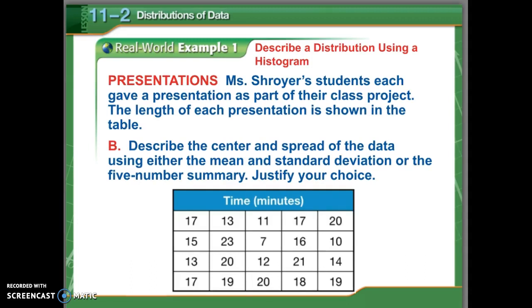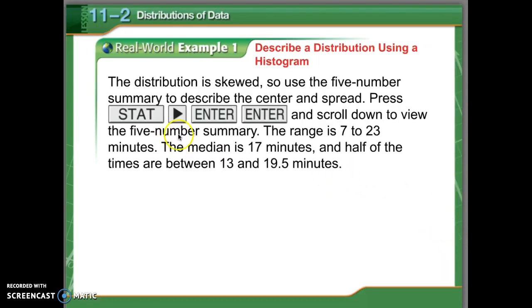Part B, describe the center and the spread of the data using either the mean and the standard deviation or the 5-number summary, and justify your choice. Right now, you have not been told how to choose between mean and standard deviation versus 5-number summary. You may not even know what a 5-number summary is. But here is the difference between the two. Whenever you have a skewed data set, you should use a 5-number summary. Therefore, if you have a symmetric data set, you should use the mean and the standard deviation.